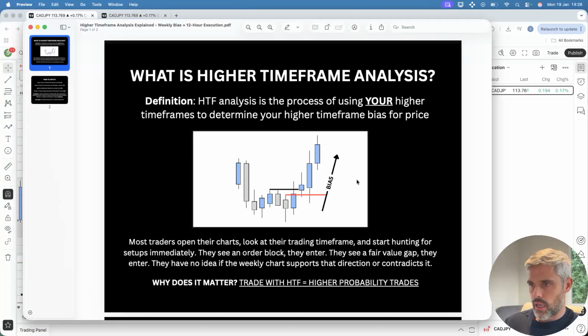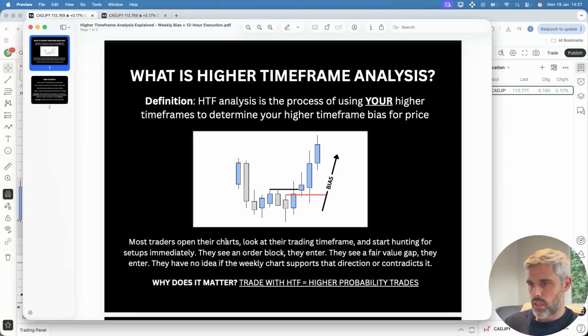So let's look at a tiny bit of theory here. What is higher time frame analysis? Higher time frame analysis is the process of using your higher time frames to determine your higher time frame bias for price. Irrespective of whether you're swing trading, day trading, or scalping, you need to always combine higher time frame candle closures, so in my case monthly, weekly, 2 weekly candle closures, with your lower time frame price action to make sense of whether the entries that present themselves are the right entries to take or not.